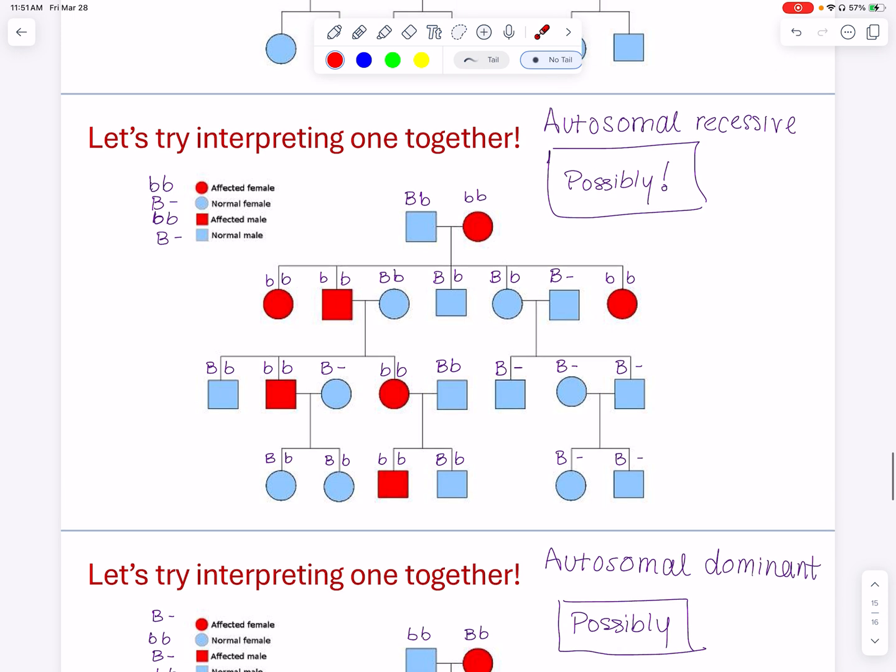Now, if we had a few additional children to look at, we'd maybe be able to conclude which of the dominant or recessive traits it would be. But at this time, this is what we came up with. Hopefully, this helps.